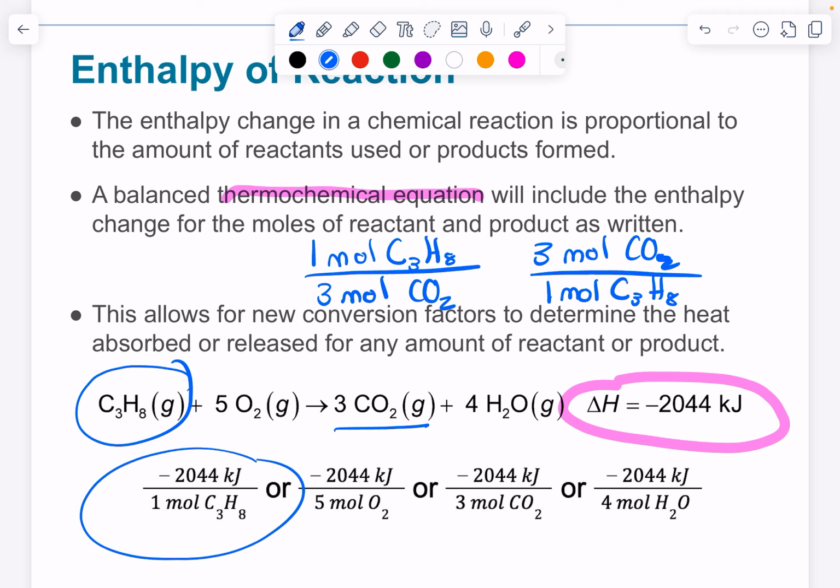We can say that for every 1 mole of propane, we produce 2,044 kilojoules of enthalpy, or really heat energy. Okay? Produce, because it's negative. That's how I knew that it could be said as produce.